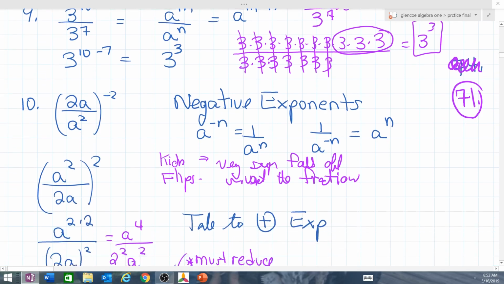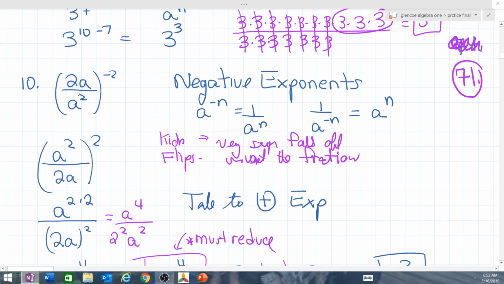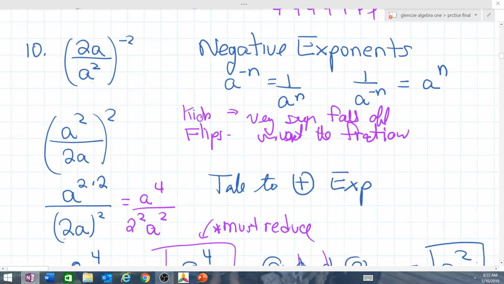Okay, negative exponents. Who needs number 10? Number 10 was a great problem. I'm sure there's one like this on your exam, so you may want to circle it, put a star next to it. 2a over a squared, to the negative second power. First of all, let's remember, negative exponents, no can do. Kick that ball and flip it too. So the first thing you want to do is remember that a to the negative n equals 1 over a to the n.